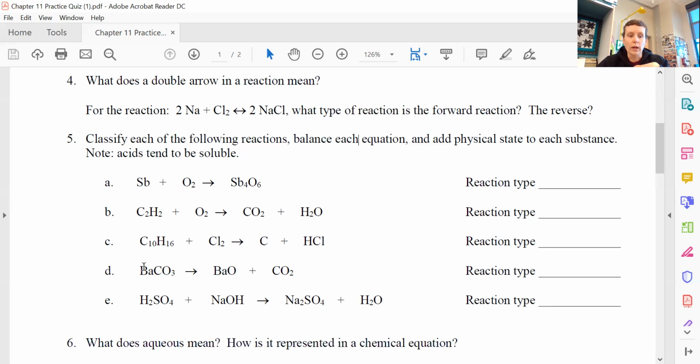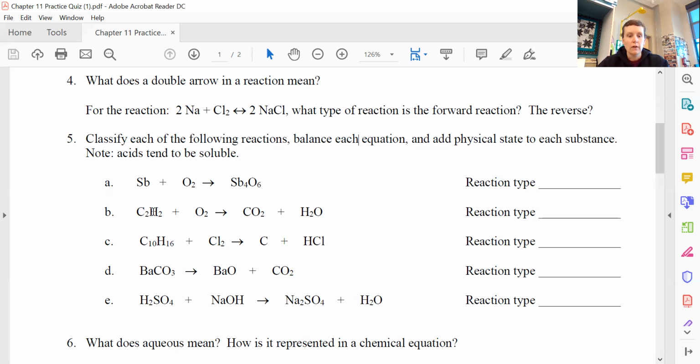Part D, we got one substance breaking apart into multiple. That is a decomposition. And part E, two compounds before the arrow, two different compounds after the arrow. These have traded partners. That is a double replacement reaction. Hydrogen and hydroxide get together to make water. That one's a little harder to see partner-wise, but this is a double replacement.